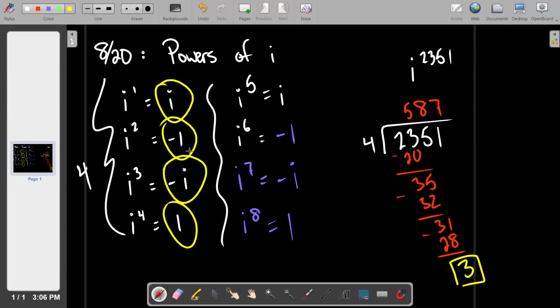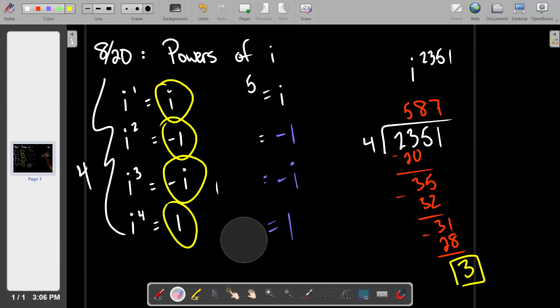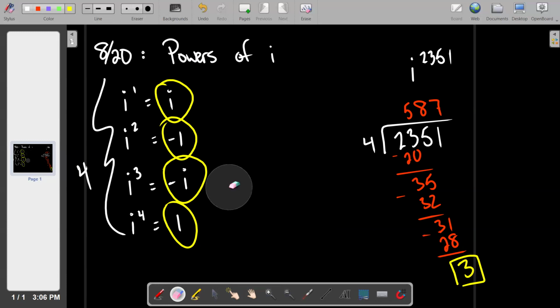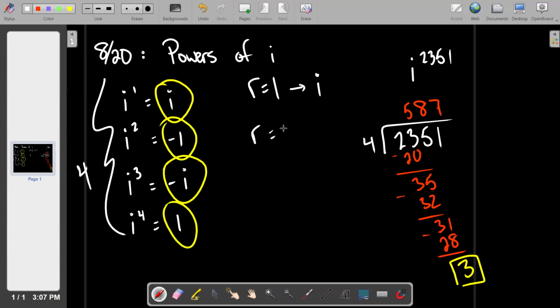Does anyone remember the pattern of what goes where? If the remainder is 1, what is the answer? The answer is i. Correct. If the remainder is 2, what is the answer? -1.